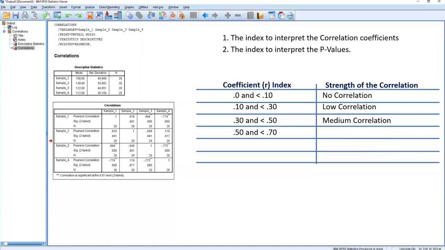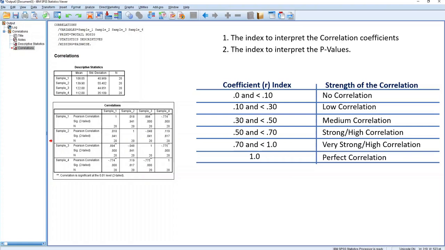If the correlation coefficient lies between 0.50 and less than 0.70, it means the correlation between the two sample variables is strong or high. If the correlation coefficient lies between 0.70 and less than 1.0, it means the correlation between the two sample variables is very strong or very high. If the correlation coefficient is exactly 1.0, it means there is a perfect correlation between the two sample variables. These are also true and the same if the coefficients are negative.